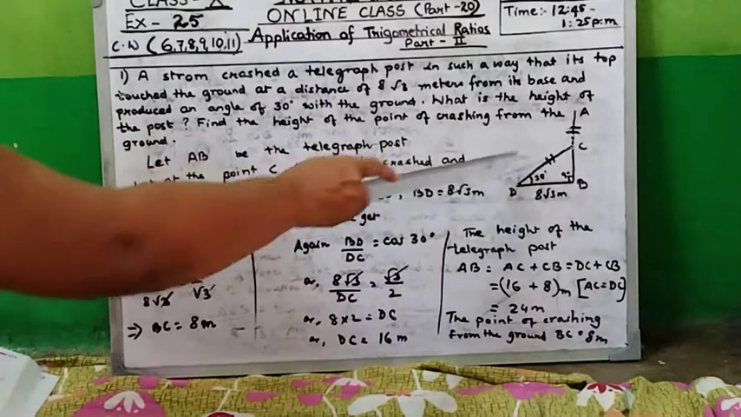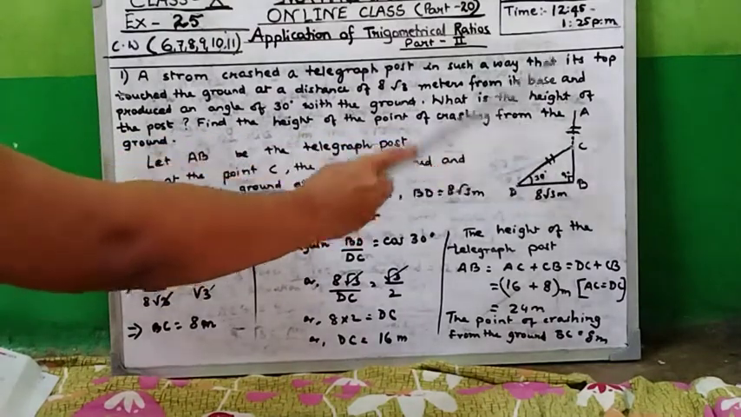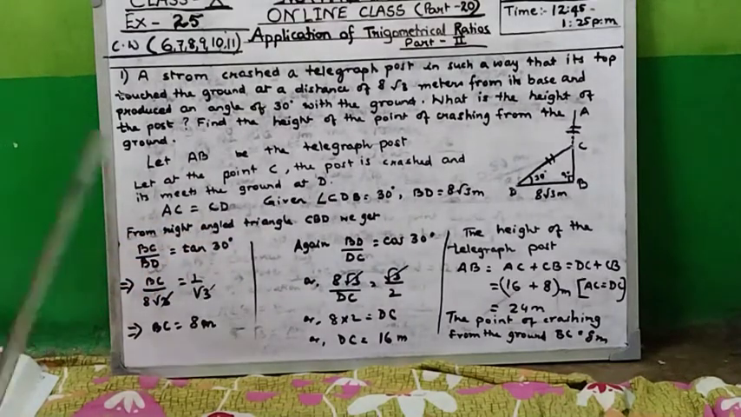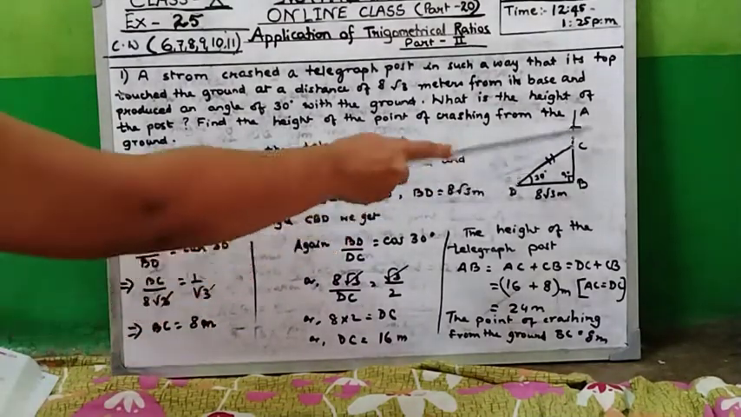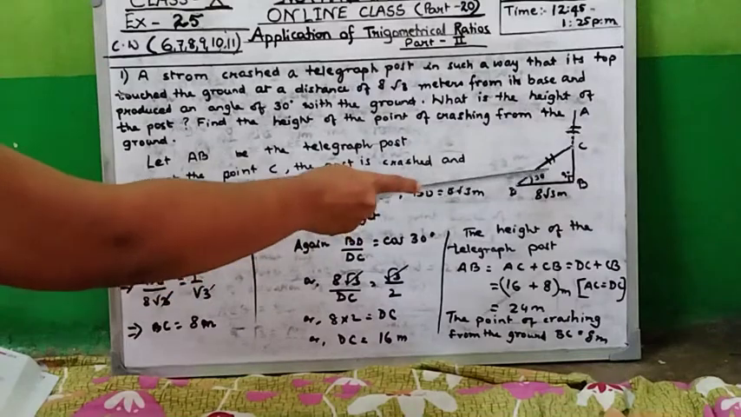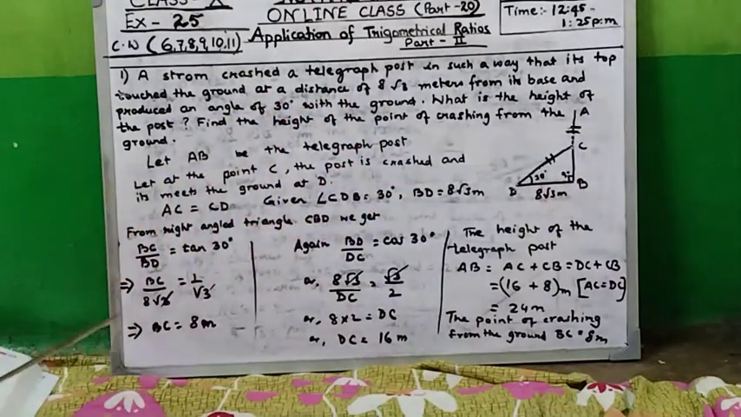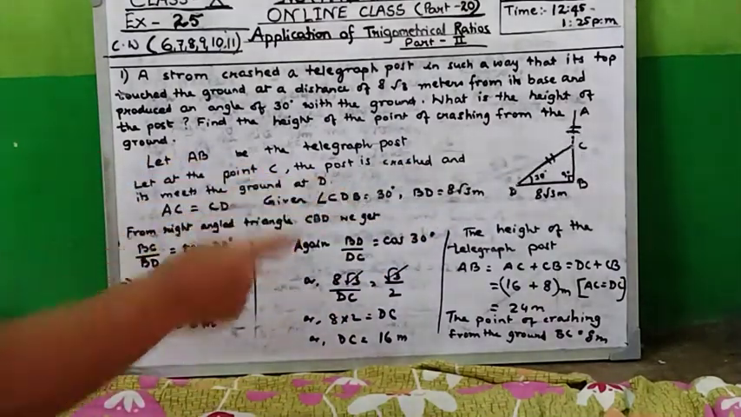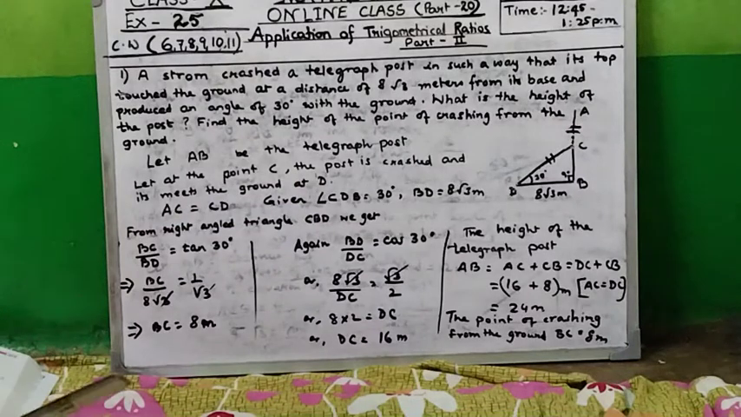Now, it is forming a right angle triangle CBD. From the right angle triangle CBD, we get what? Look, now we got a triangle, right angled at B, where theta is 30 degree. We know the base. We don't know what is CB. So, this is the height. So, base and height is in which ratio, children? It is in tan theta.